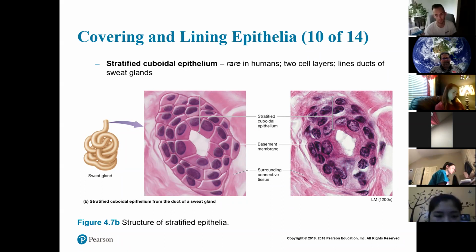This is a sweat gland under the skin. It looks like a coiled snake of some sort. This is what it looks like. When we look at the slide, we can see the little circles shown here. This will not be on the lab test. It will be on the lecture test, okay?